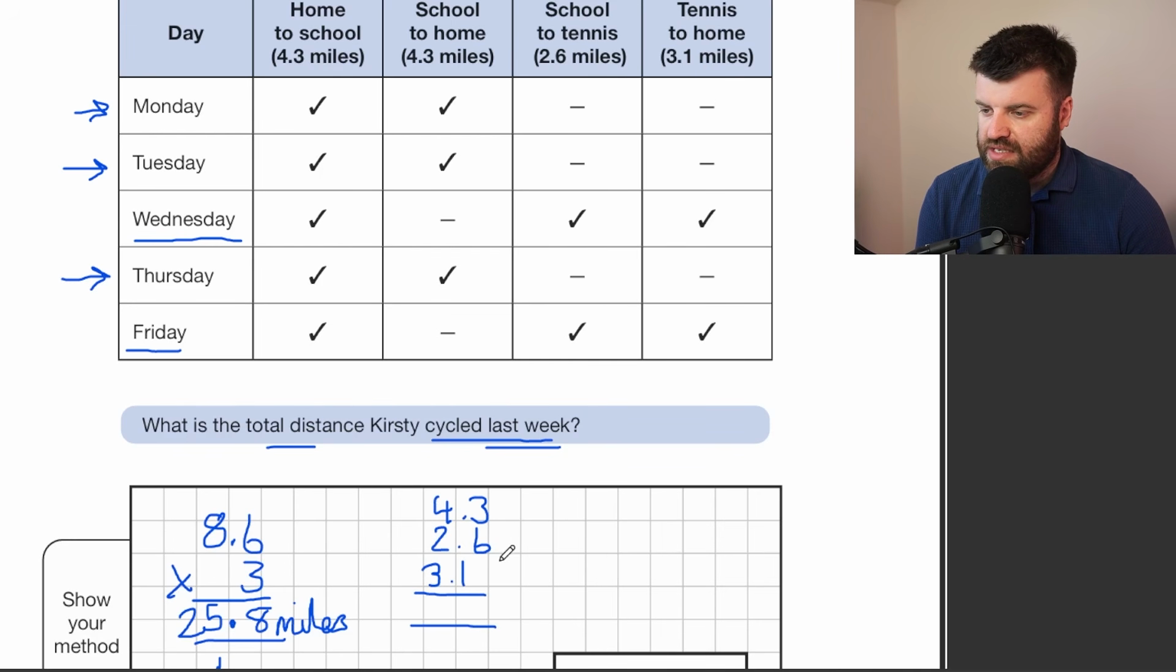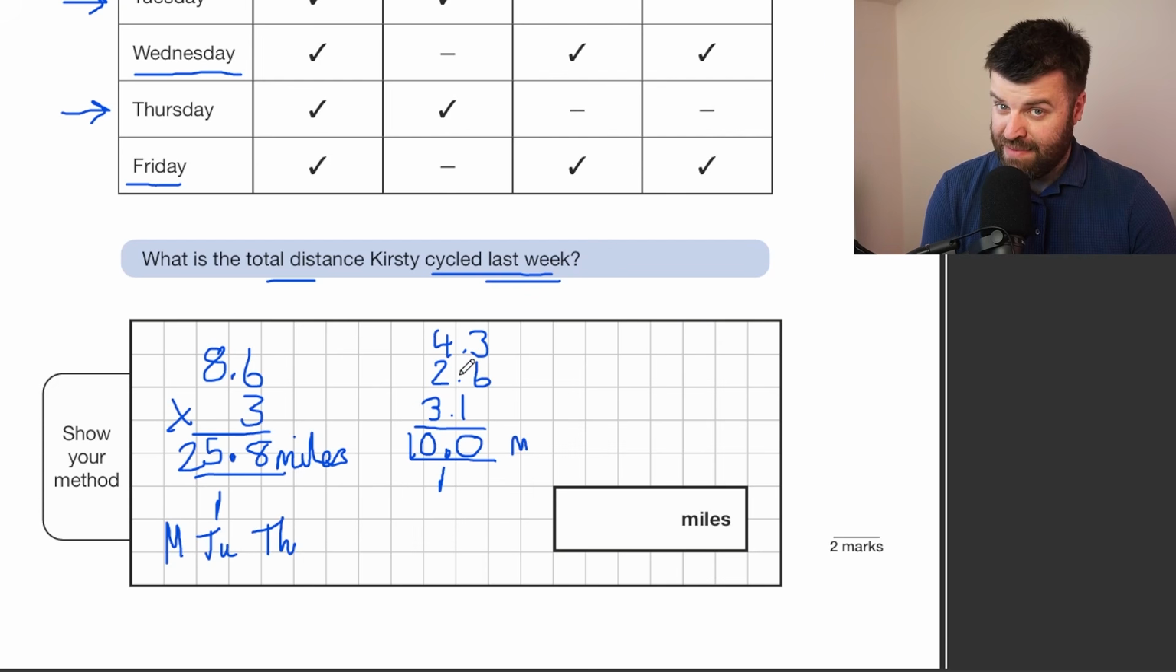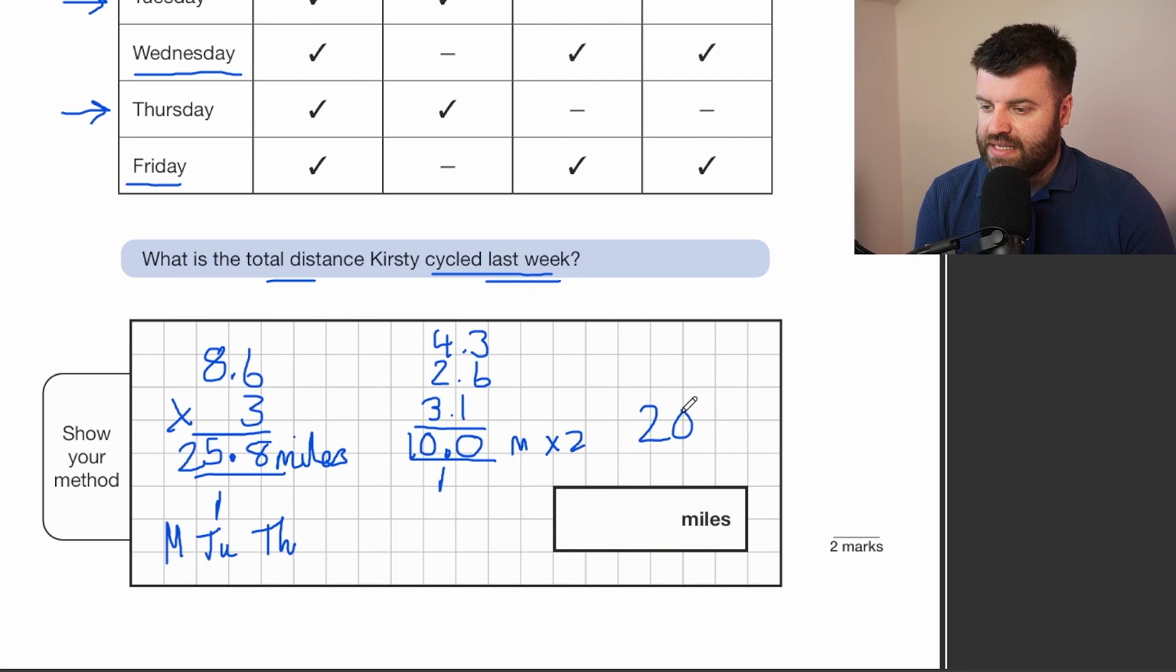Let's find the total distance on Wednesday then. 3 plus 6 plus 1 is going to give me 10. Put the decimal in. 4 plus 2 plus 3, that's going to give me 9, plus the 1 is 10. So she travelled 10 miles on Wednesday, but she did the same on Friday. So multiply that by 2, and we get 20 miles. That is the total for Wednesday and Friday.